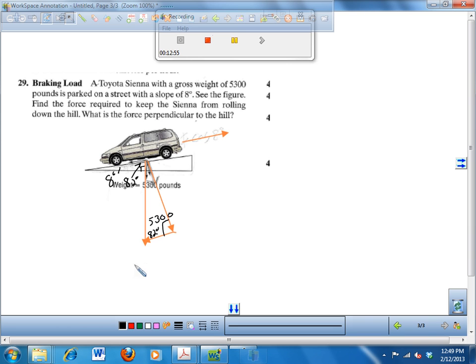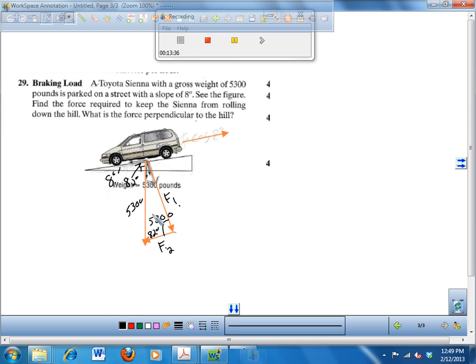So I can break this into two vectors, one going this way, which we'll call force perpendicular. Let's just call them force 1 and force 2. Using right triangle trig, that's all I have to do. And I know this is 5,300 over here.